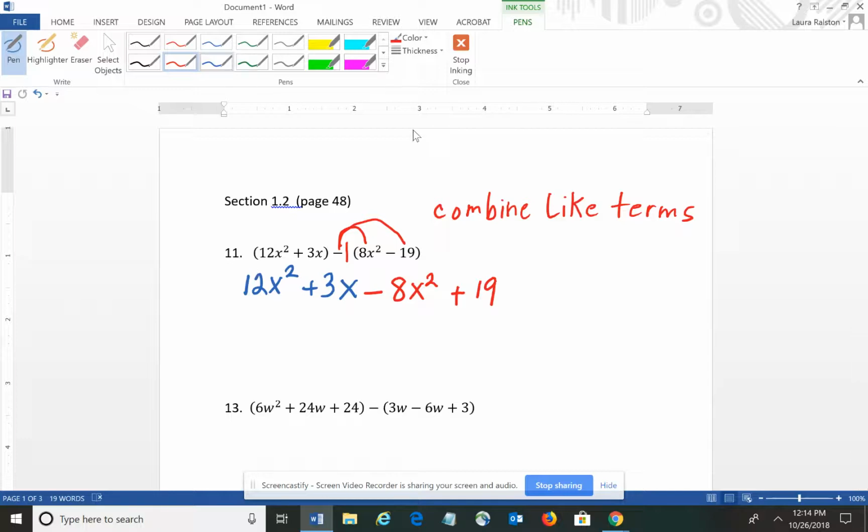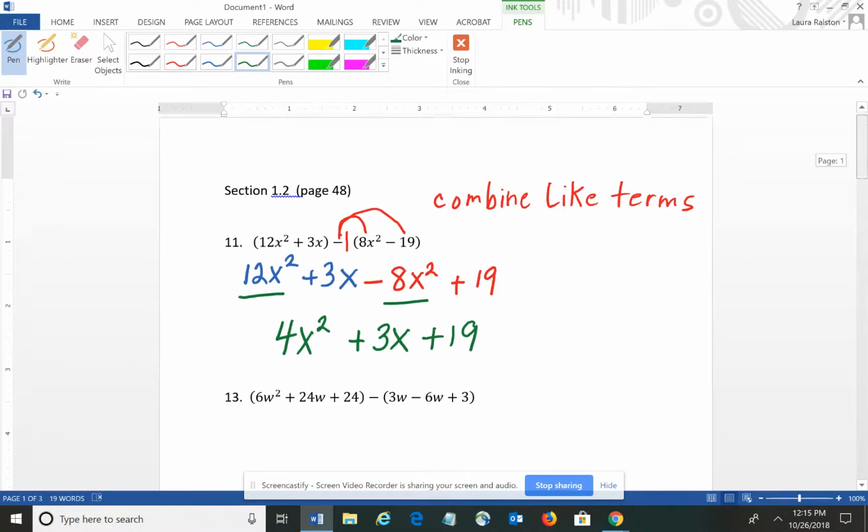And then finally, I'm going to come back and combine the pieces that are alike. To be alike, they have to have the same variable and the same exponent. So I have 12x² − 8x². 12 minus 8 is 4x². Think of it like 12 apples minus 8 apples. You've got 4 apples left. There's nothing to combine with the 3x, and there's nothing to combine with the 19. So the final answer is 4x² + 3x + 19.